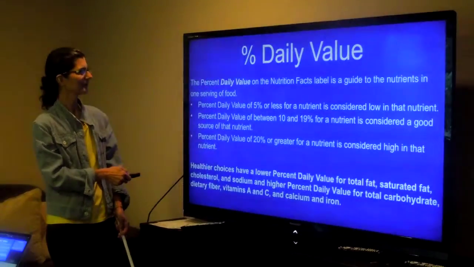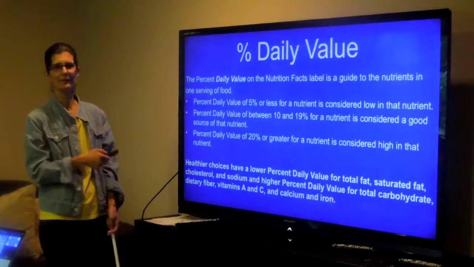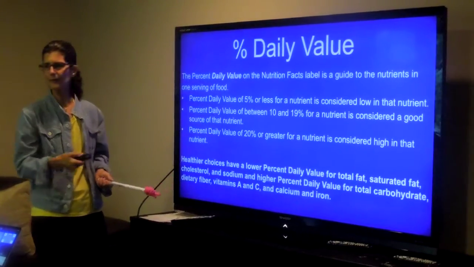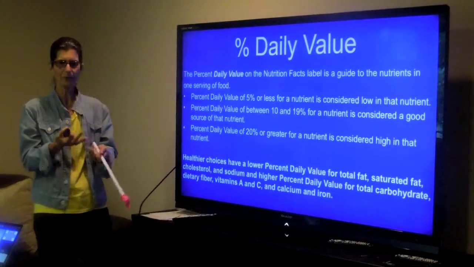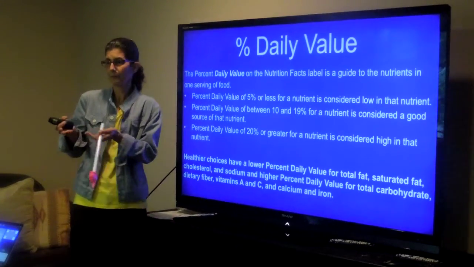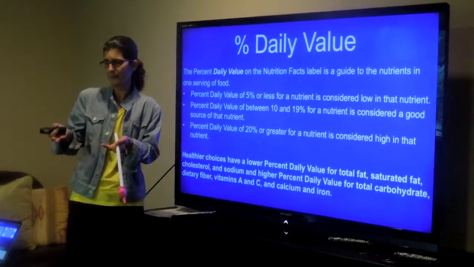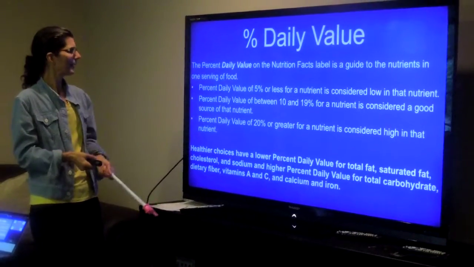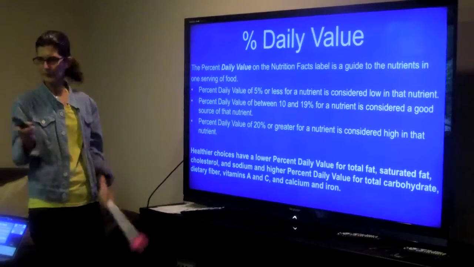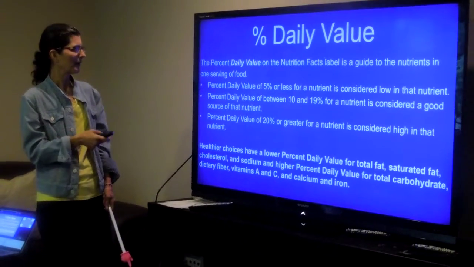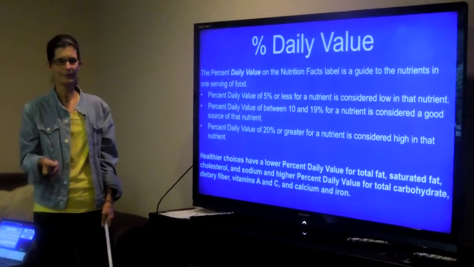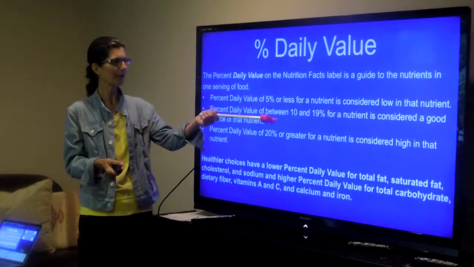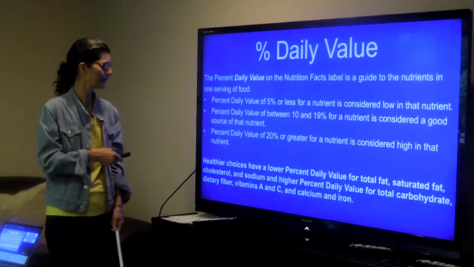So, percent of daily value. What can this help us do? Well, it serves as a guide to the amount of food that is actually in the product that we're eating, and the health choice of the food we selected. Okay, so if you look at the percent daily value, and it states 5% or less, it's considered a low amount. It's considered low for that nutrient.